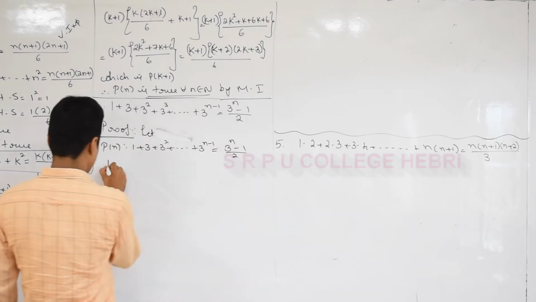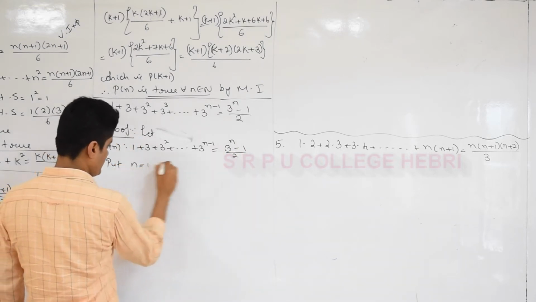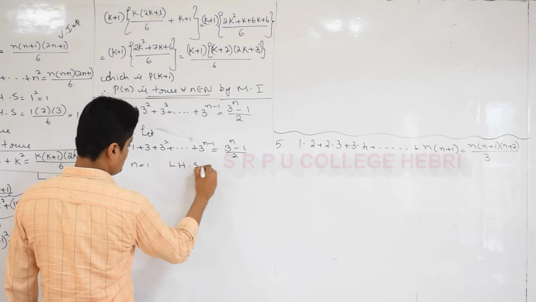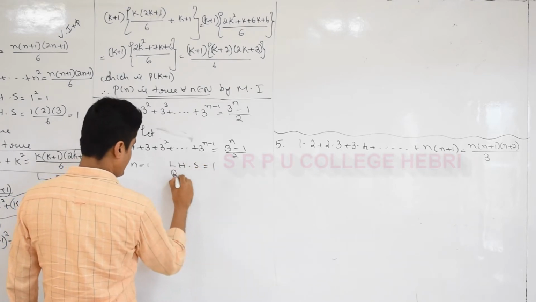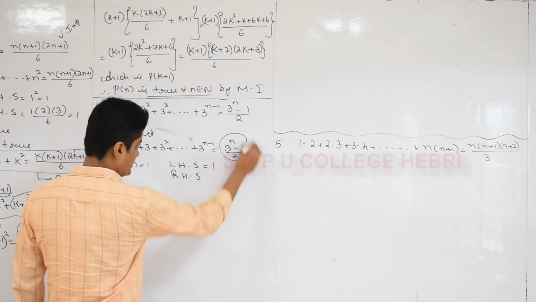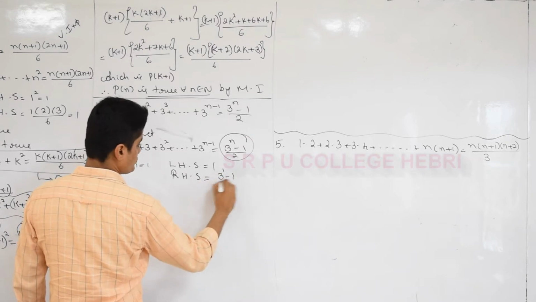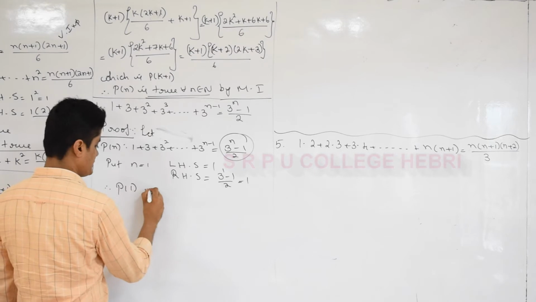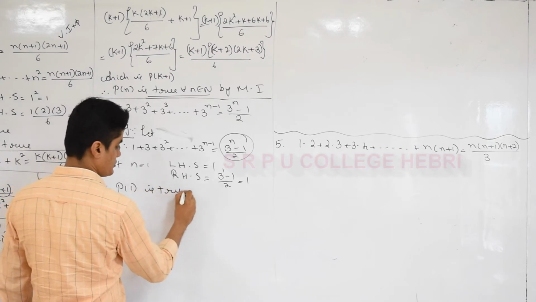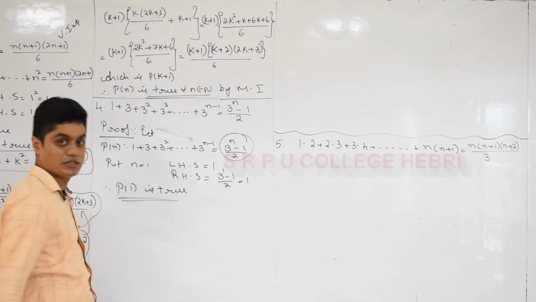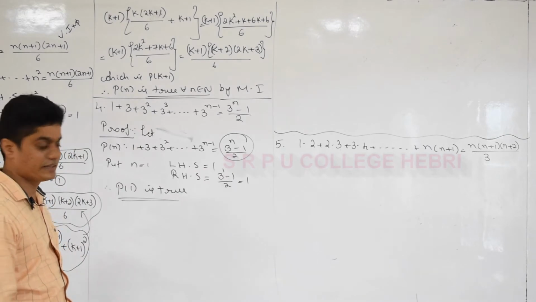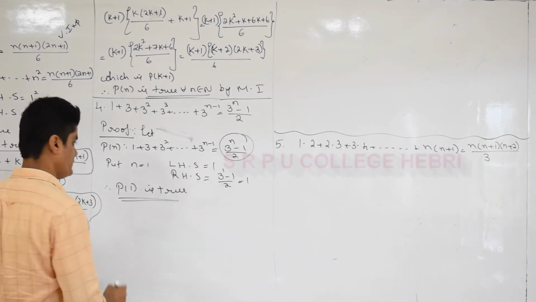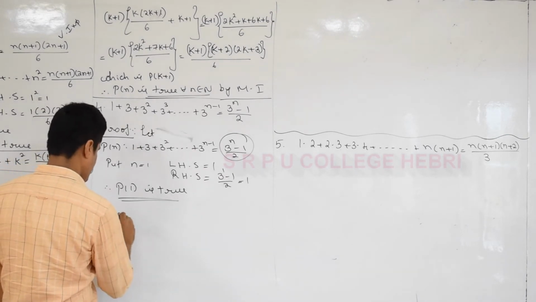Put n is equal to 1 first. In LHS, the first term, which is 1, and in RHS, 3 power 1 minus 1 by 2, this is also 1. So what is the conclusion we can write? Yes, p of 1 is true. So one step is over. You verified that the given statement is right for n is equal to 1.